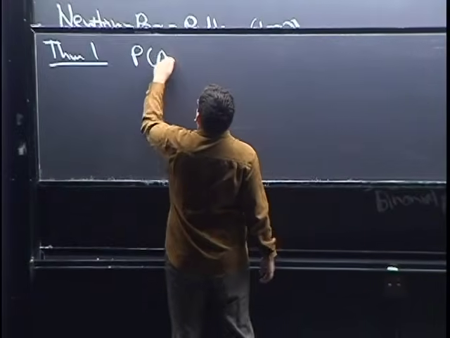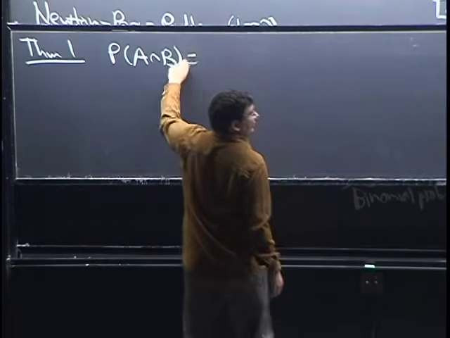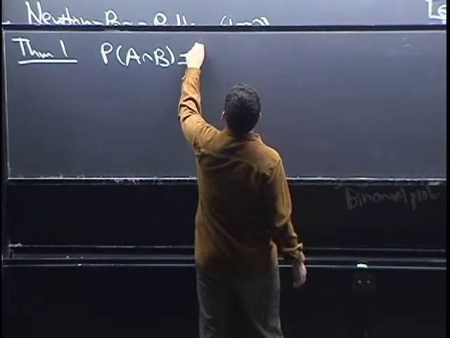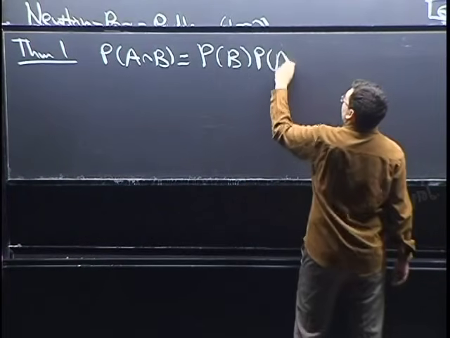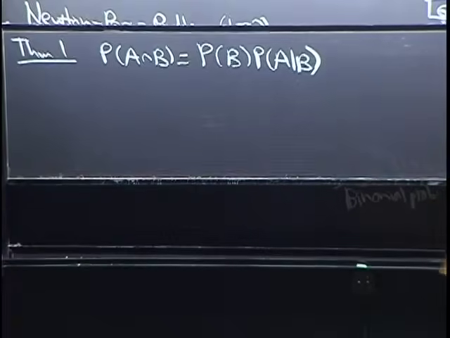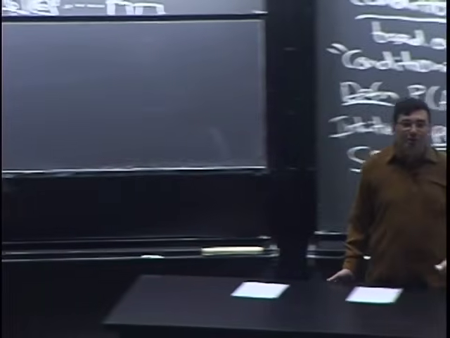Probability of A intersect B equals P of A given B times P of B. I'll write it the other way, P of B times P of A given B, using the commutative property of multiplication. So that's true. We just proved it.